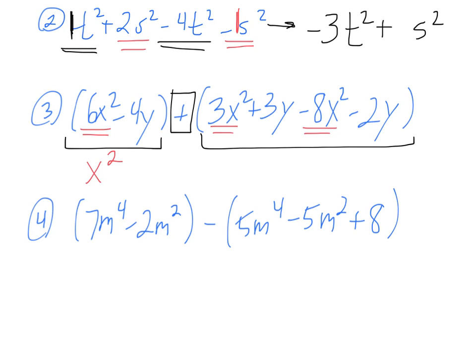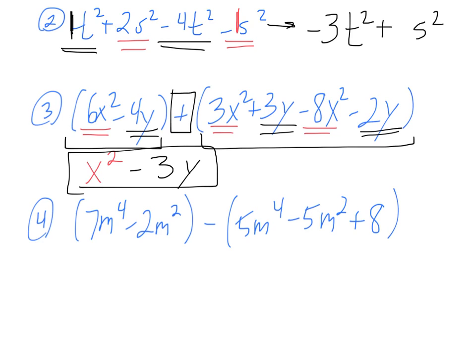Okay, let's see. Do we have any other like terms? Yes, we do. We have a negative 4y, a positive 3y, and a negative 2y. So let's go straight through it. Negative 4 plus 3 is negative 1, minus 2. Negative 1 minus 2 is minus 3y.